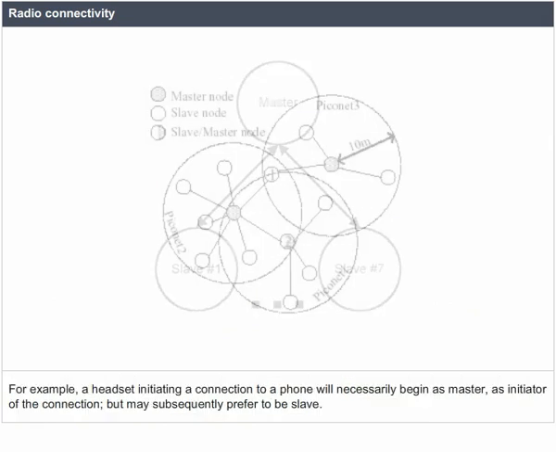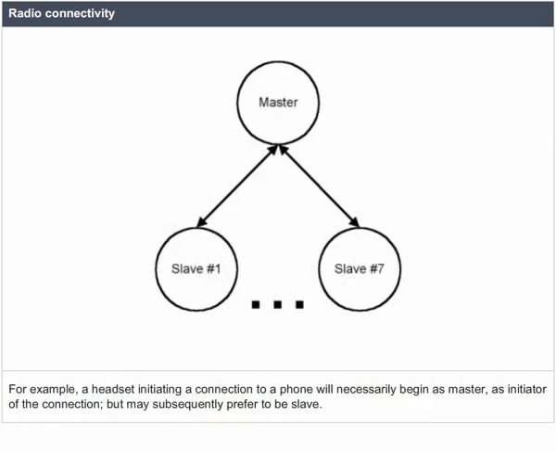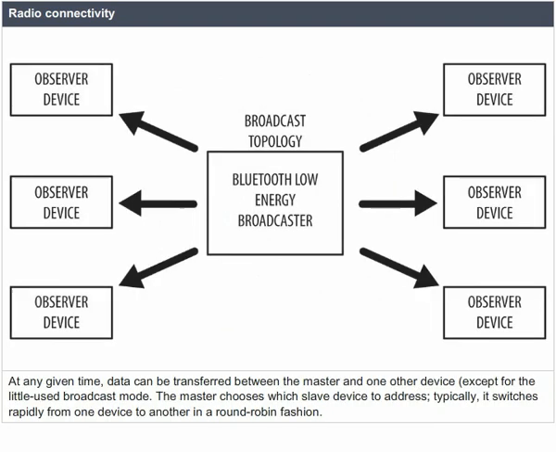For example, a headset initiating a connection to a phone will necessarily begin as master, as initiator of the connection, but may subsequently prefer to be slave. At any given time, data can be transferred between the master and one other device, except for the little used broadcast mode. The master chooses which slave device to address.